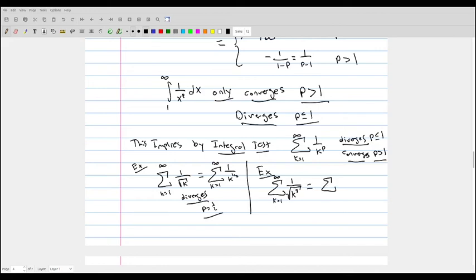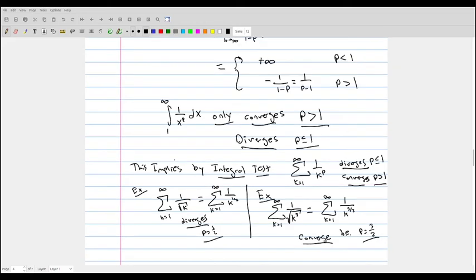This series is going to be the sum from k equals 1 to infinity of 1 over k to the 3/2. This is going to converge because p is equal to 3/2, which is a number that's greater than 1. Now be careful. This test doesn't tell you that it converges to the same value as the improper integral. So we don't know in general what value it converges to, and in general, that's a very hard thing to evaluate.